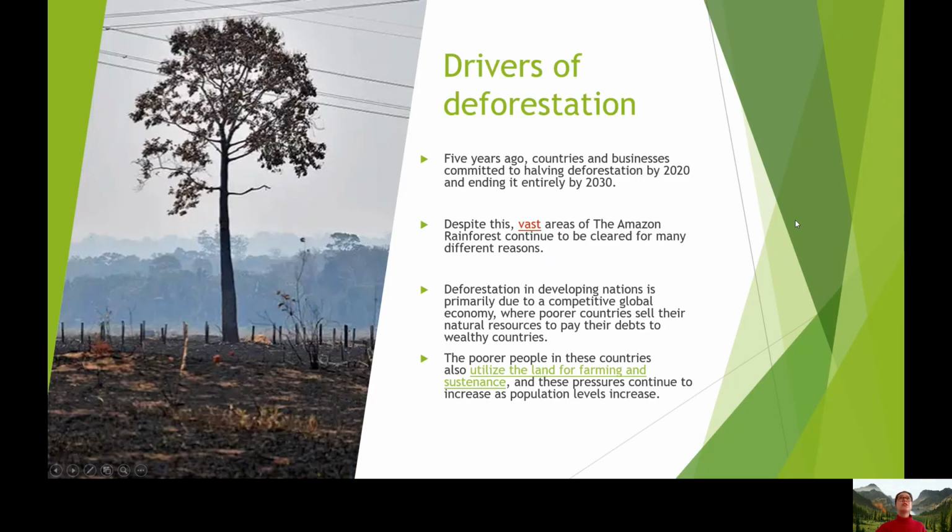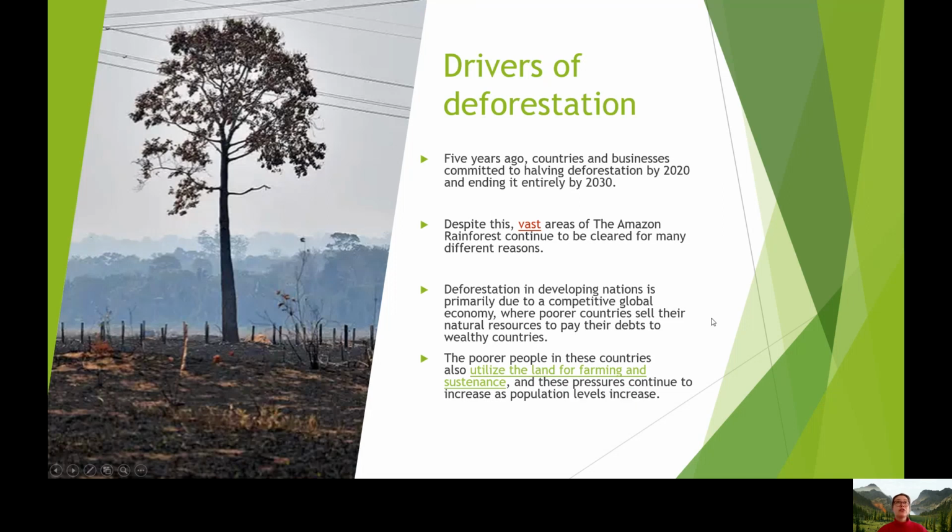So what causes deforestation? What are the drivers? 5 years ago, countries and businessmen committed to halving deforestation by 2020 and ending it entirely by 2030. Despite this, vast areas of the Amazon rainforest continue to be cleared, so cut down, for many different reasons. Deforestation in developing nations is primarily due to a competitive global economy where poorer countries sell their natural resources to pay their debts to wealthy countries.